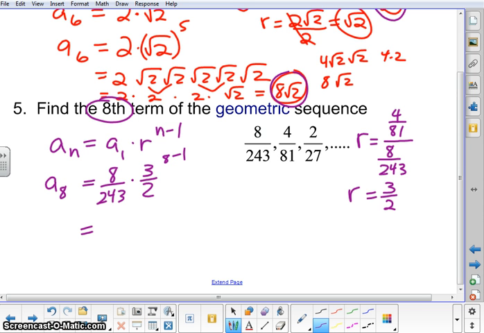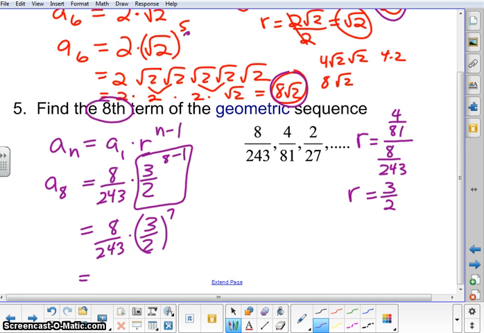Okay, now order of operations, just like the last time, we had to do the 5th root first. We actually need to do this first because of order of operations. So find out what 3/2 to the 7th is first, and go ahead and push pause and finish it out. Find out what it's the 7th, and then multiply by 8 over 243. And you should get 9 over 16.